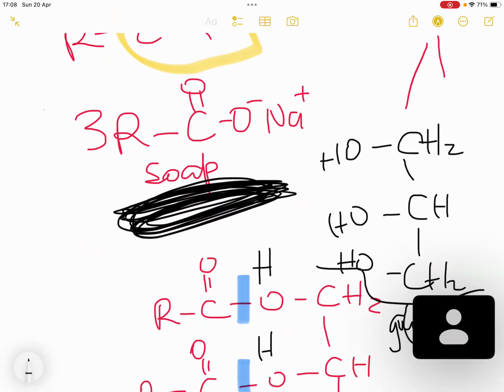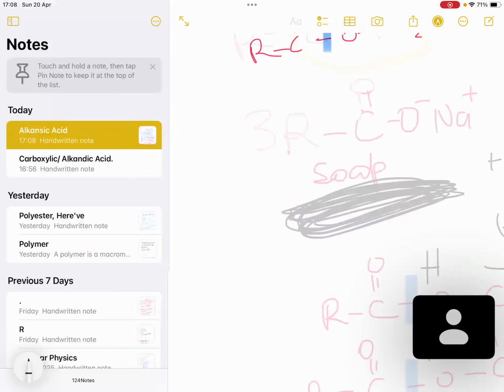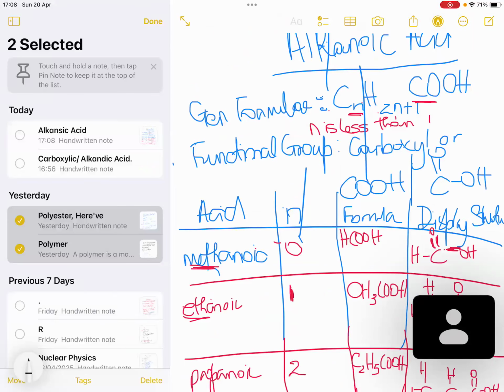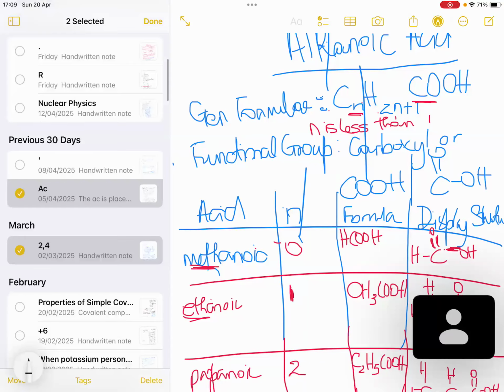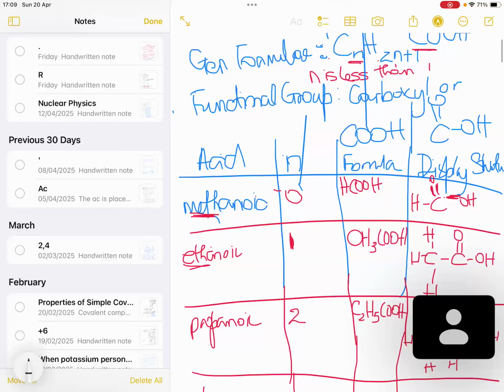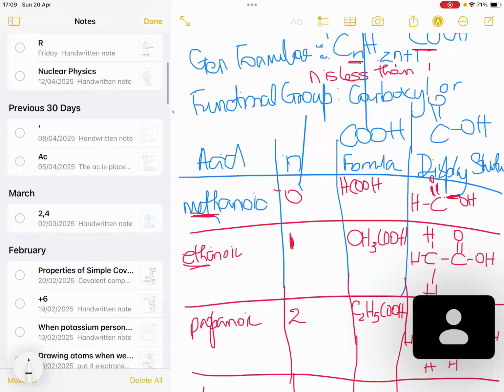That's what we call scum. Now you should be able to distinguish between soap and soapless detergent.